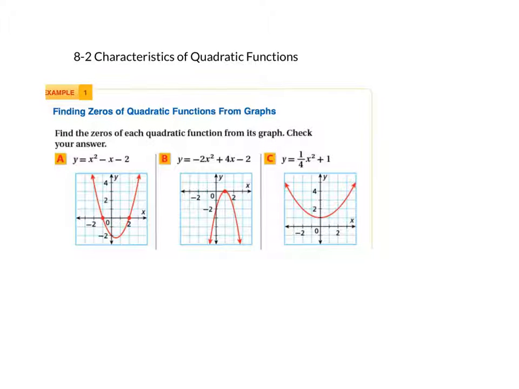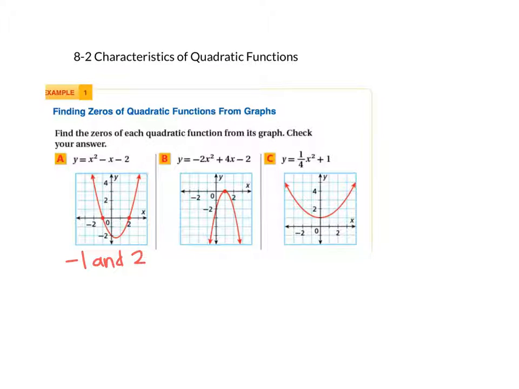The first thing you're going to need to be able to do is to find the zeros of a graph. In order to find the zeros of each quadratic function from its graph, you have to know what a zero is. A zero is where the parabola intersects with the x-axis. So in this parabola, there happens to be two zeros. One of them is at -1 and the other is at 2. So our zeros are at -1 and 2.